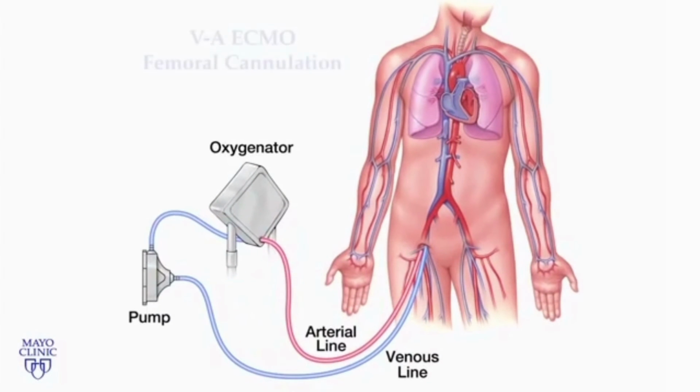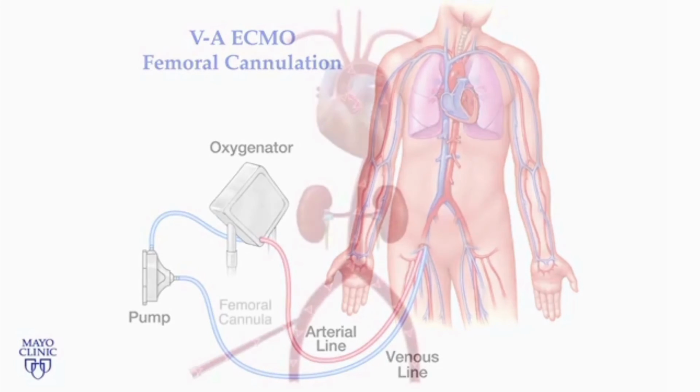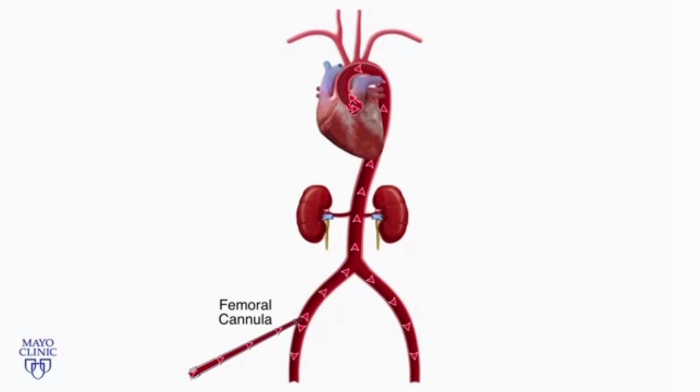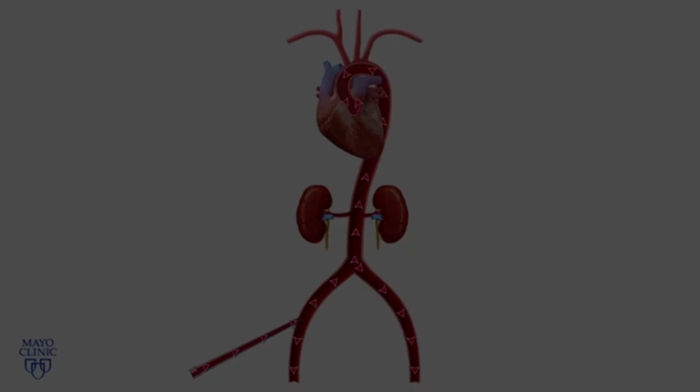VA ECMO is often performed using peripherally placed cannulas, typically placed in the femoral vessels. This animation shows arterial ECMO access in the femoral artery. With extreme cardiac dysfunction on ECMO support, if the heart is not beating and the aortic valve is not opening, the blood being pumped through this cannula provides 100% of the patient's blood flow. In this scenario, there's no mixing of the two circulations since no circulatory support is being provided by the native heart.